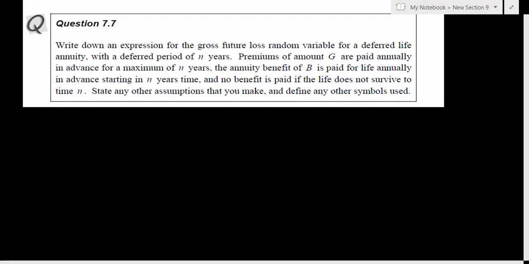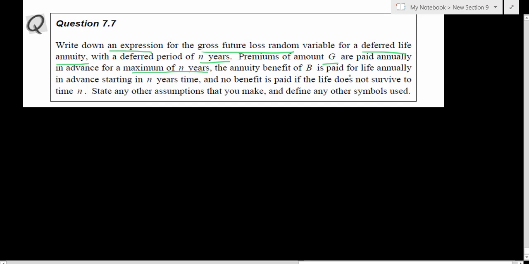Okay, so this is question number 7.7, a bit tricky one. It says write down an expression for gross future loss random variable for a deferred life annuity. Okay, so we have a deferred life annuity which is deferred by a period of n years, and the premiums of amount G are payable annually in advance for a maximum of n years. Okay, so the premiums are payable for a maximum of n years, and then the benefit starts payable in advance from n years onward.